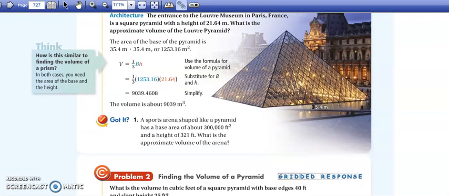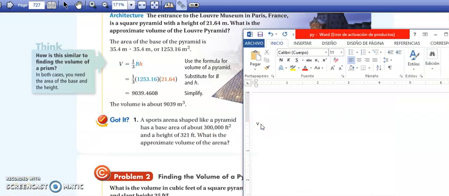For example, in this one, it says a sport arena shaped like a pyramid has a base of 300,000 square feet and the height is 321. What is the approximate volume of the arena? Now we have to find the volume. Let's solve this. Remember, the formula of the volume is 1/3 the base times the height.